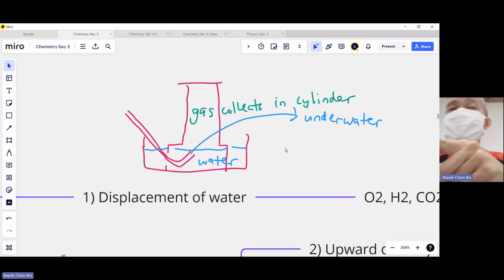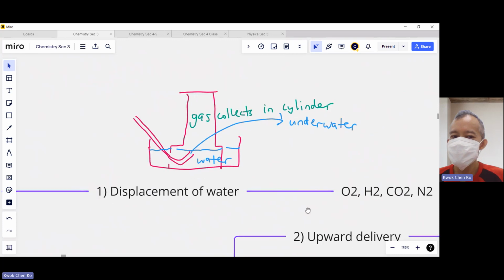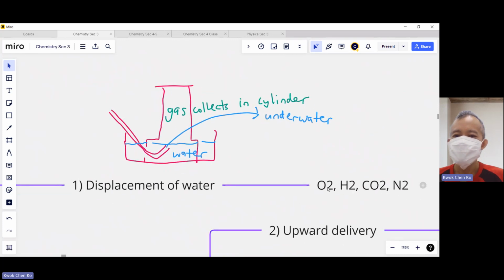Again, they can ask you to draw this. That's why I want you to draw. So remember, displacement of water is the name. Now, normally, what gases do we use for this method? These few. Yours is insoluble.